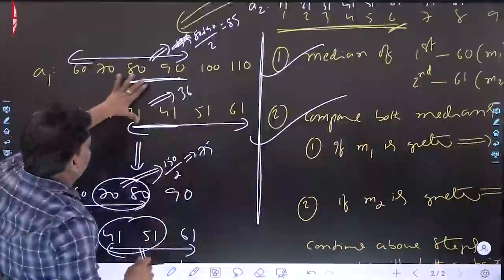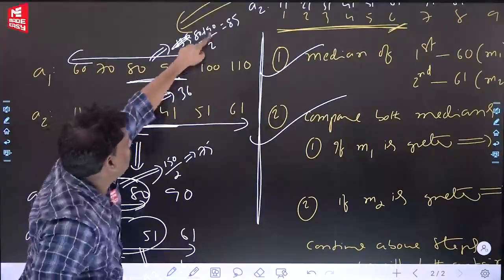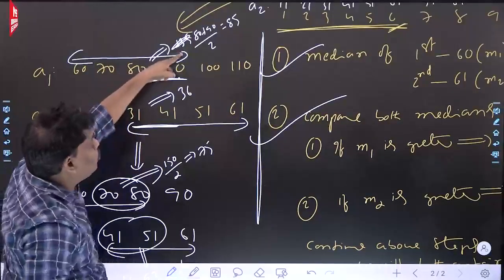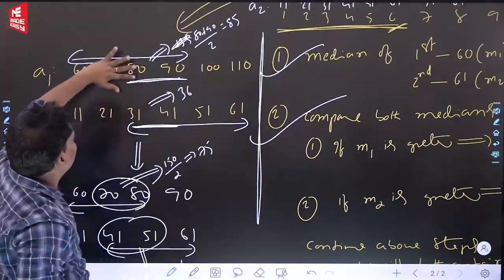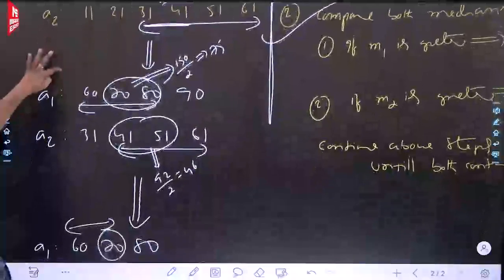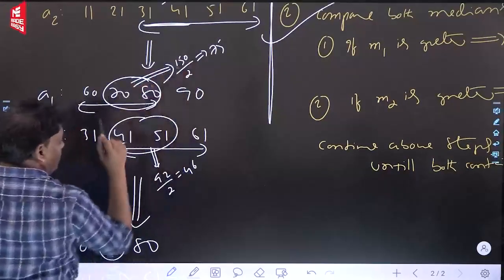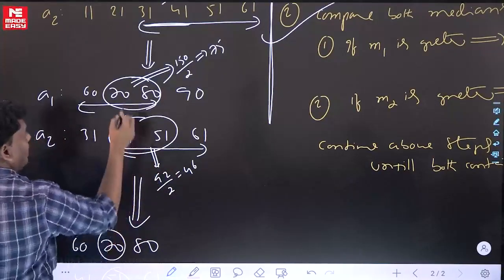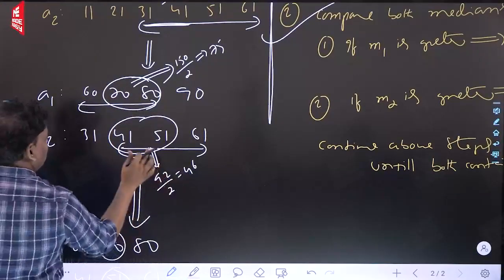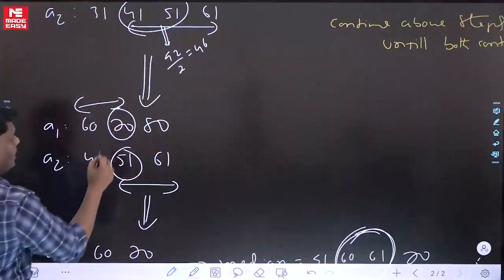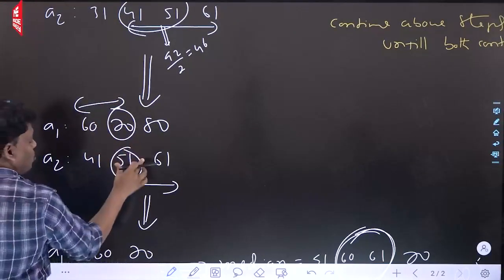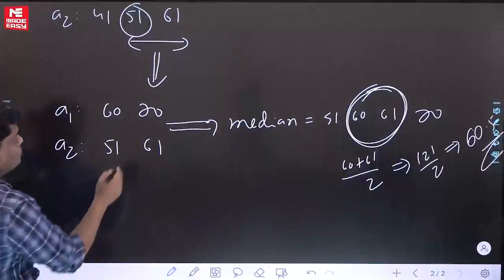Again here also find the median. If you find the median here 85, and here 36, M1 and M2, who is bigger? M1 is bigger. Whoever is bigger, that one first half. Whoever is smaller, that one second half. I did this. Again find the median, it is 75 and it is going to be 46. Who is bigger? M1 is bigger. Whoever is bigger, that first part. Whoever is smaller, that second part. Again now, it is 70 and 51. Whoever is bigger, that first part. Whoever is smaller, that second part. Continue until 2 elements are there.